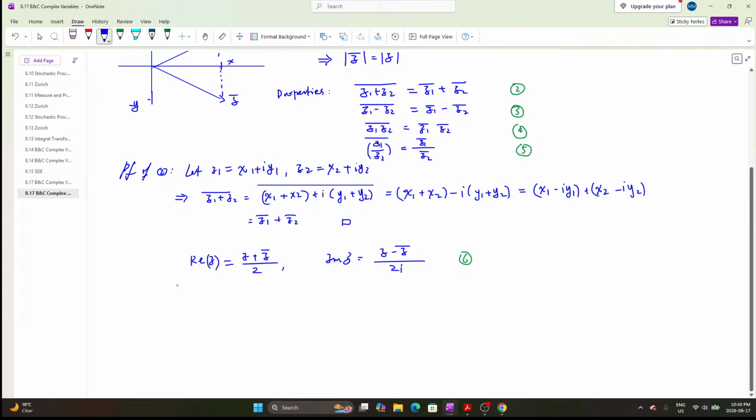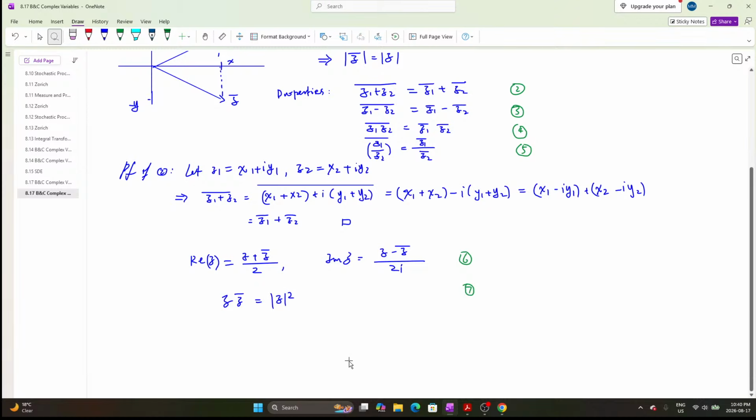The next property is 7, which says z times z bar is the modulus of z squared. We often use this in fractions, multiplying by the conjugate. The proofs of these are all very easy. I believe some of the exercises of this section involve some of the proofs, so we'll save that for the exercises and simply state these.